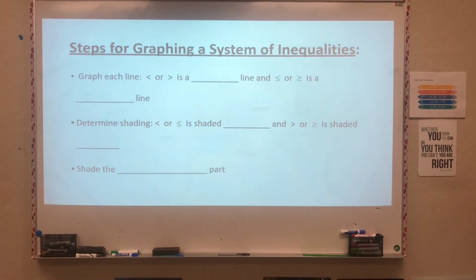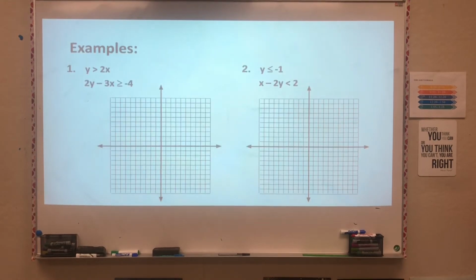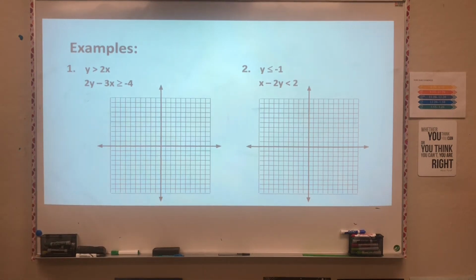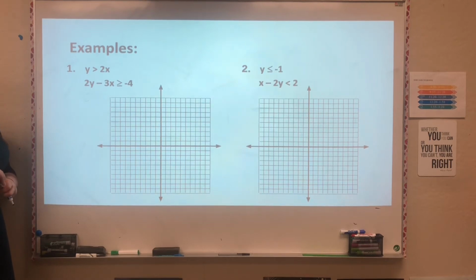Those two inequalities that you and I are going to go through are these ones right here. And number one, we've got y is greater than 2x, and then 2y minus 3x is greater than or equal to negative 4. If I wanted to graph this system of inequalities right here, what would you want to do first? So for y is greater than 2x, would the y-intercept, is there a y-intercept? I don't know. Tell me what you're thinking. I don't really know.